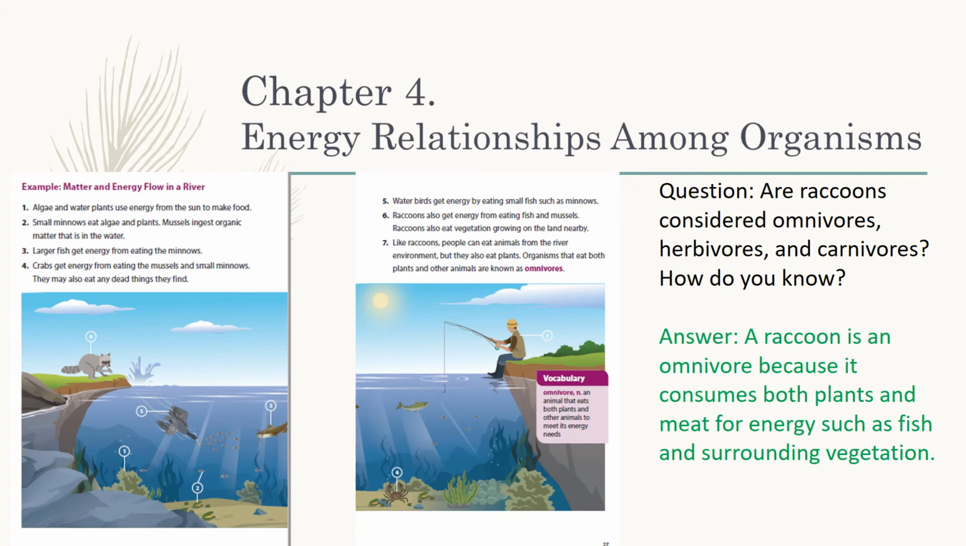If you said a raccoon is an omnivore because it consumes both plants and meat for energy, such as fish and surrounding vegetation, you would be correct. Great job.